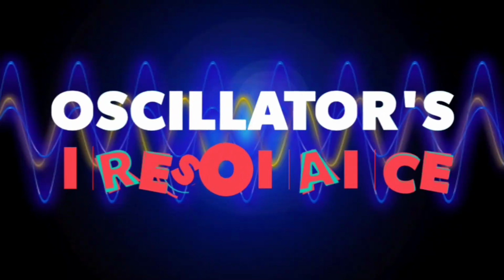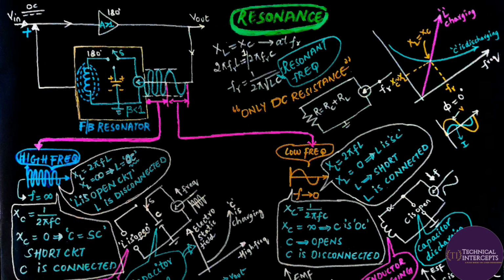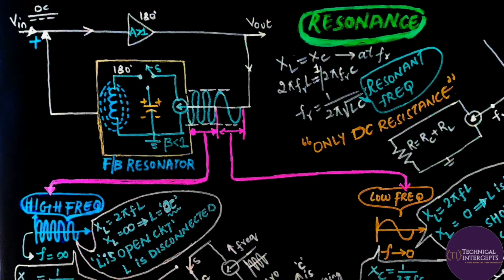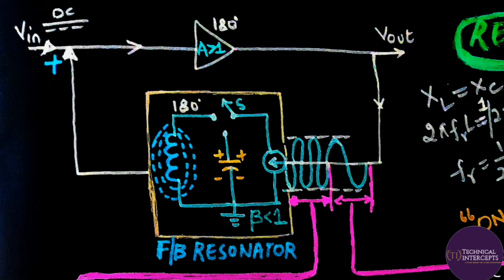Oscillator resonance is a condition in an oscillator that happens when a constant amplitude, frequency varying signal is fed to the feedback resonator, and the reactive elements present in the feedback resonator respond to that frequency varying incoming signal.